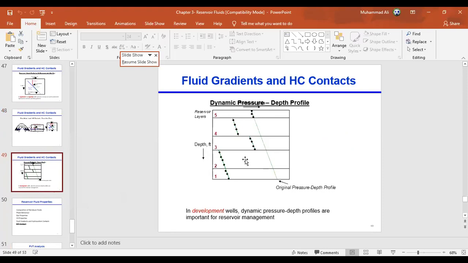Sometimes we have different layers. They have different pressures. Pressure plays an important role on volume, and that's why in all our calculations, pressure plays a major role. We have to know layer by layer what kind of pressures we are dealing with. And this one, see, the pressure is a bit higher than layer 4 or layer 3. So we have to look at the dynamic profiles when we go for reservoir management.